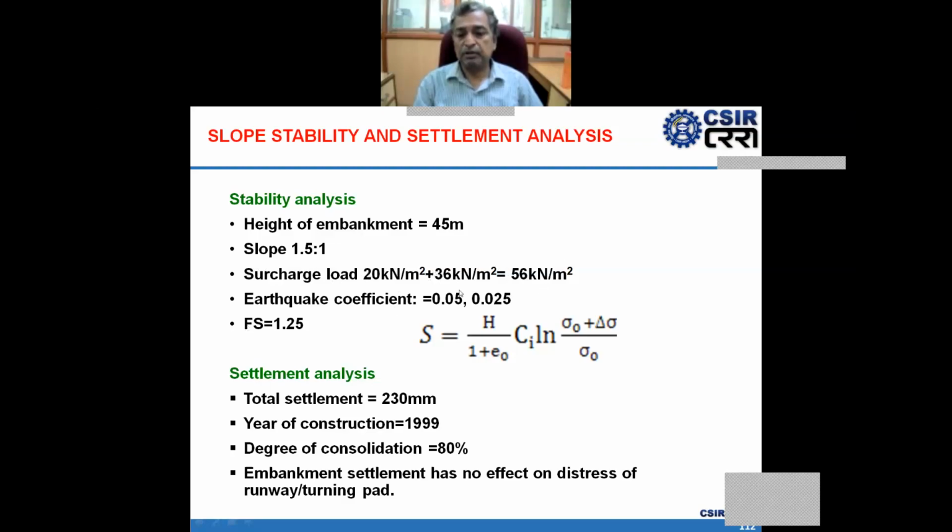The earthquake coefficient was considered based on the earthquake zone of the Calicut area, and a factor of safety of 1.2 was obtained, which means the slope of the embankment was stable. A settlement analysis was also carried out, and the total settlement was observed to be 230 mm, with the year of construction being 1999. Considering that, we can say that already 80% consolidation is complete. So embankment settlement has no effect on the distress of the runway or turning pad.